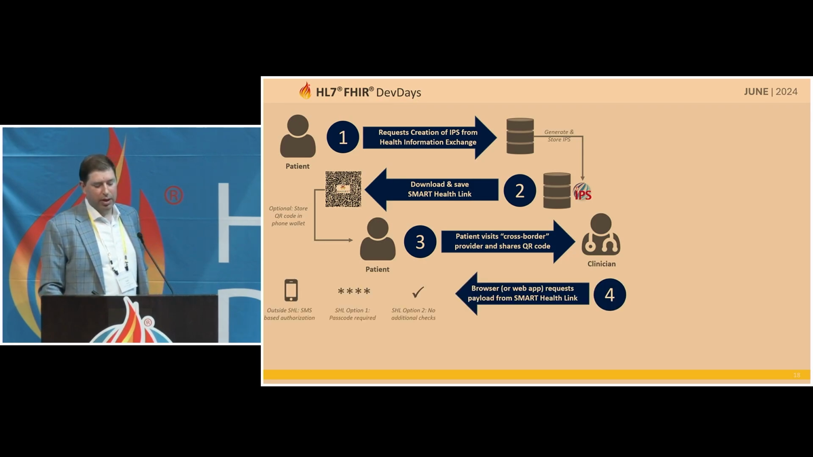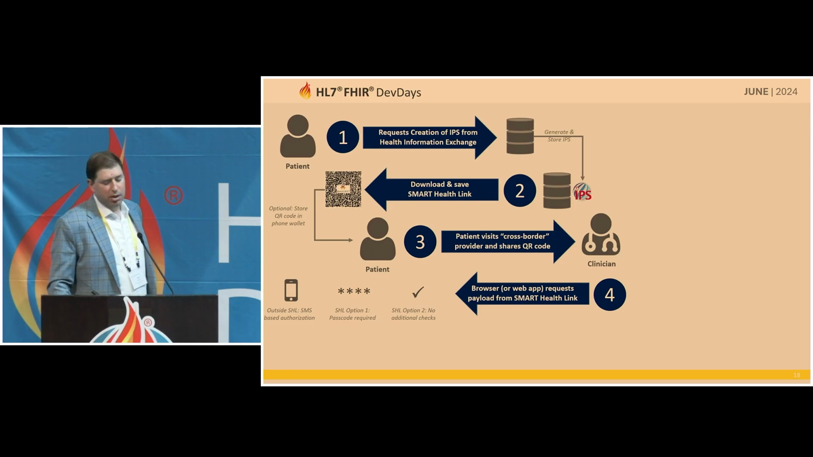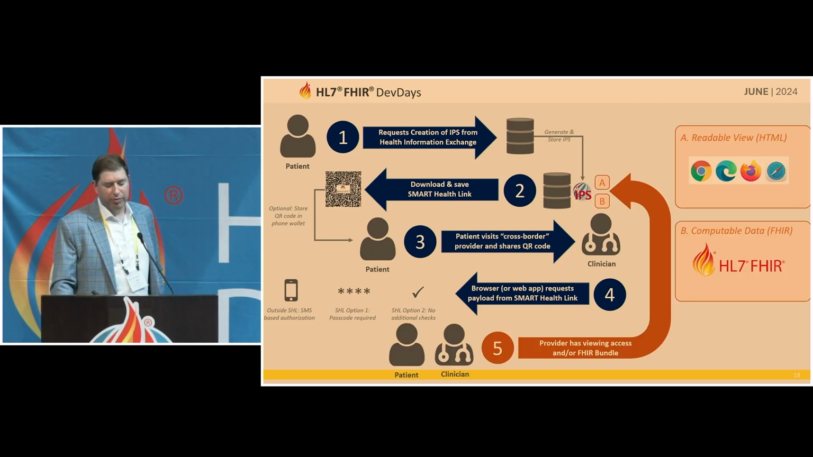Then during the access, in order to access the IPS through the unguessable link, the provider, which itself can be one of the security things, but if additional layers would be needed, you can use the passcode or other authorization like SMS. And then ultimately, when the provider gets that, the receiving provider would be able to view that in a few different ways.